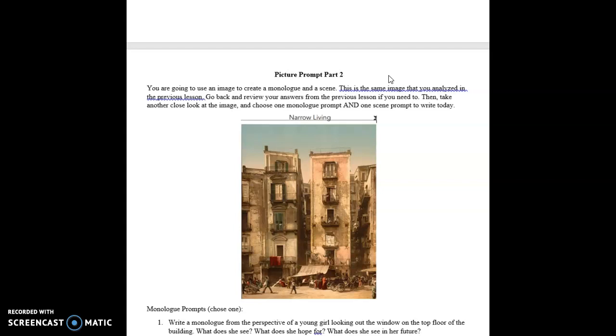Today you're going to use an image to create a monologue in a scene. This is the same image that you analyzed in the previous lesson. Go back and review your answers from the previous lesson if you need to, then take another closer look at the image and choose one monologue prompt and one scene prompt to write today.